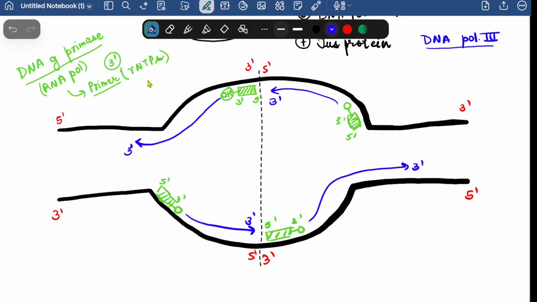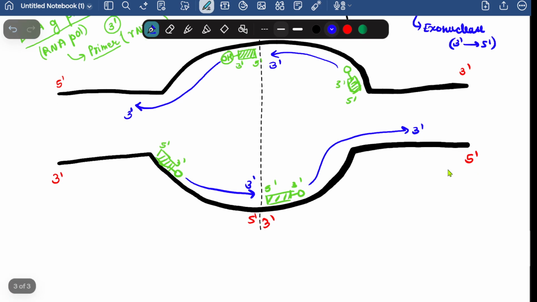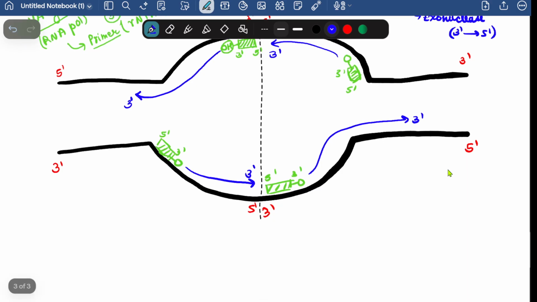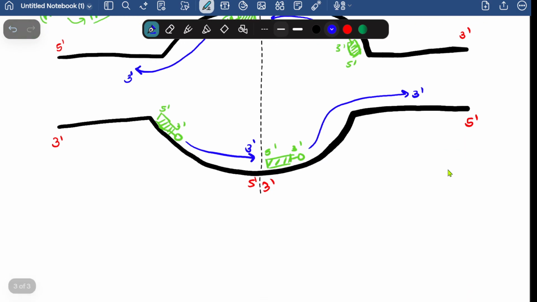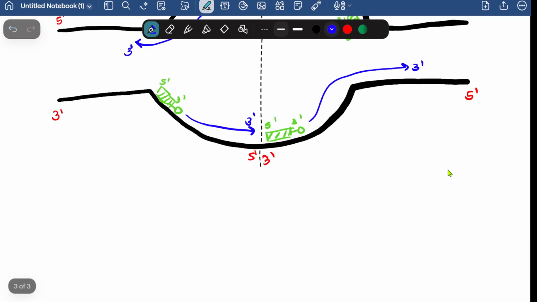So because it has the exonuclease activity from 3' to 5' direction, it will do what? It will actually cleave that particular nucleotide and will again insert the right nucleotide. So this is the function of DNA polymerase 3's exonuclease activity. So this is what is happening here while the polymerization and the replication is taking place.